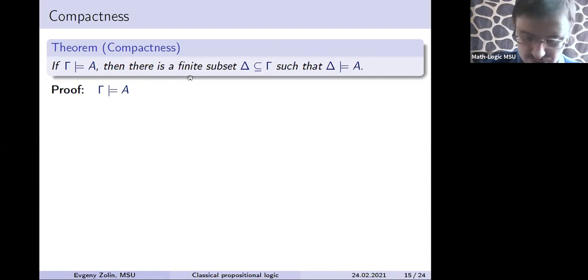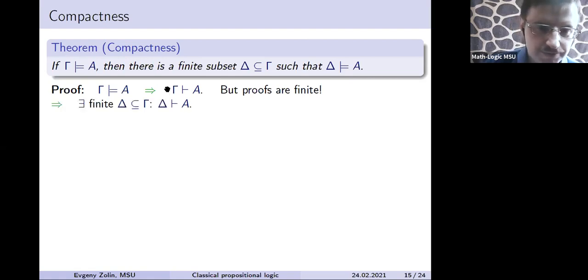But since we have strong completeness, we can go from this consequence symbol to the derivation symbol. So if gamma implies A, then from gamma we can derive A. But what is the derivation? A derivation is a finite thing, a finite set of formulas. A finite derivation can only use finitely many formulas from gamma. Therefore, A is provable from a finite subset of gamma. And then we get back to the consequence symbol.